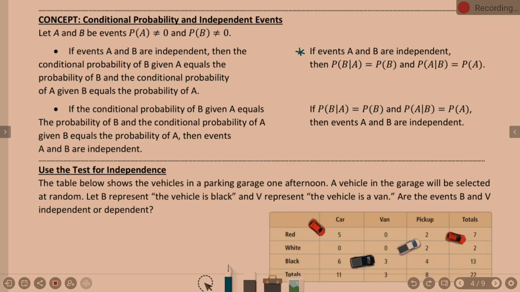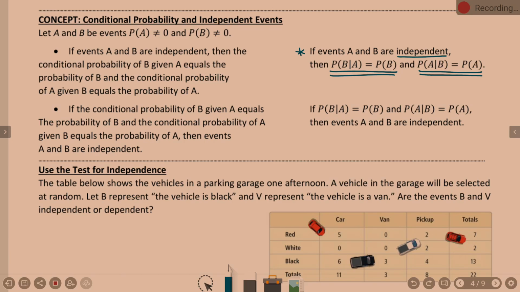Here's the synopsis. If the events are independent, what has to be true? Two things have to be true. The probability of B given A has to equal the probability of B, and reversed, the probability of A given B has to equal the probability of A. That's our test to see if two items are independent.